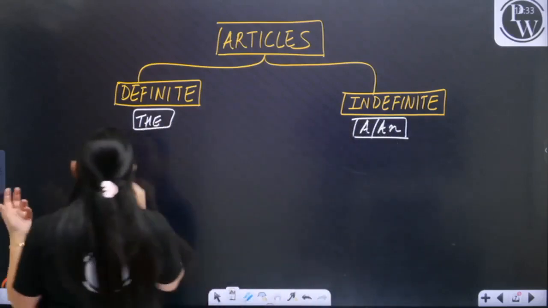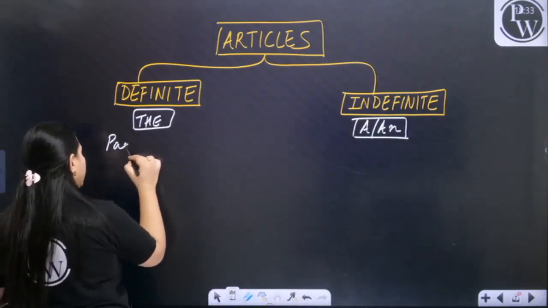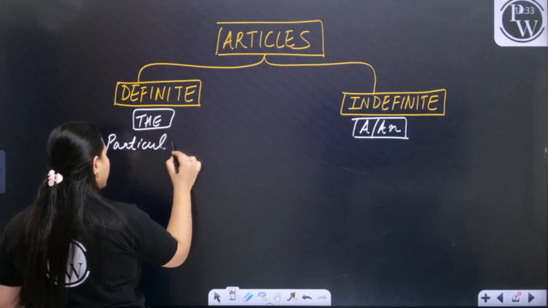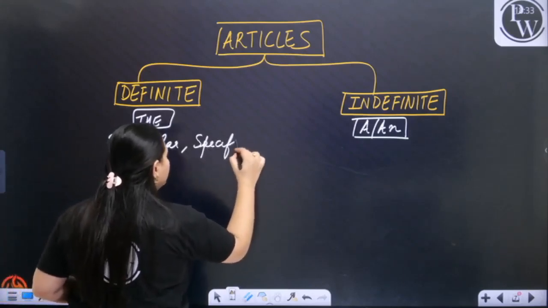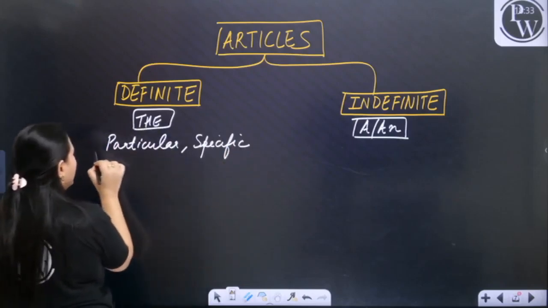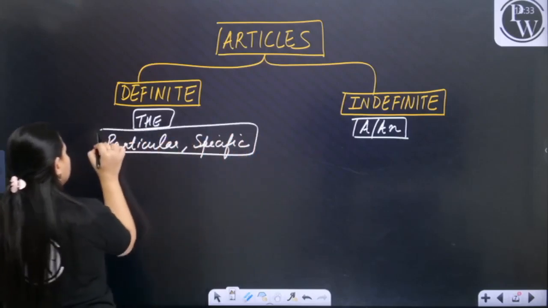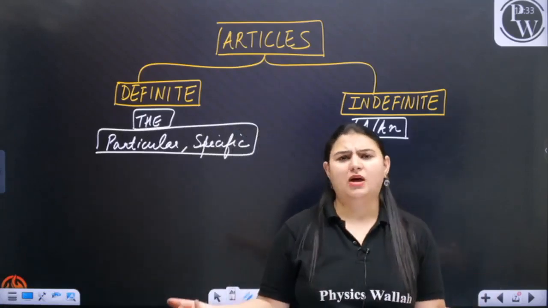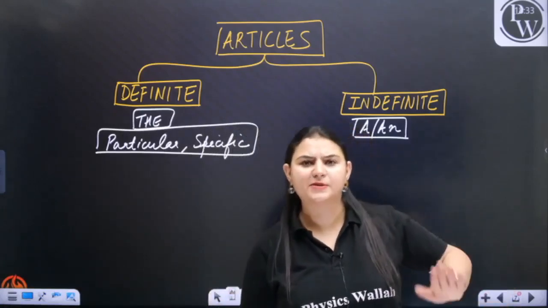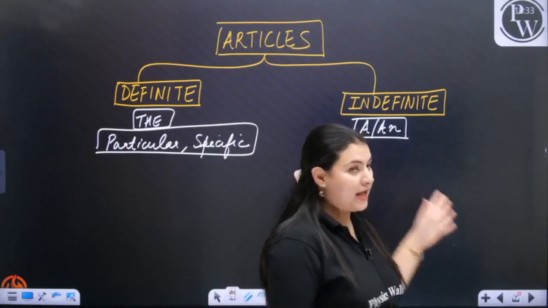When we are talking about a particular noun, when we are talking about a specific noun, then we use the. Whereas, if we are talking about any noun, you know, we are not talking about a specific thing, then we can put a and an.